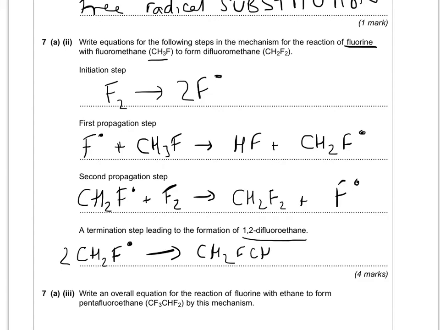CH2F-CH2F. Now you've only got the mark if you drew this out structurally, and the reason for that is because it gave you a name to work to. If you wrote C2H4F2, then that could be 1,1-difluoroethane. So if there is any ambiguity in the molecule that you draw, and that it might not be the molecule they're asking for, then make sure you draw it out structurally instead.